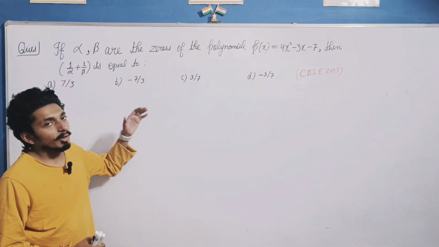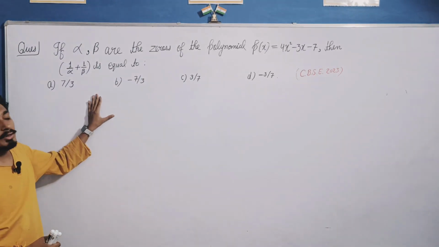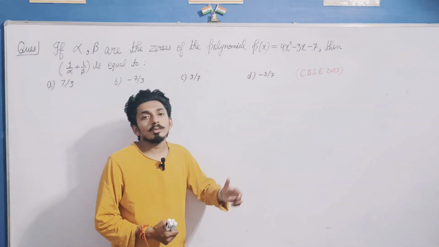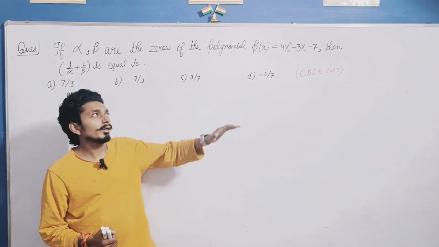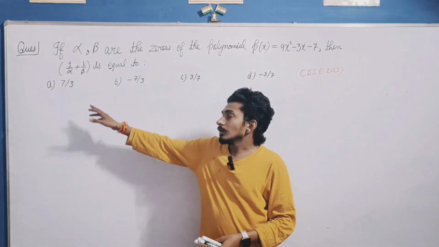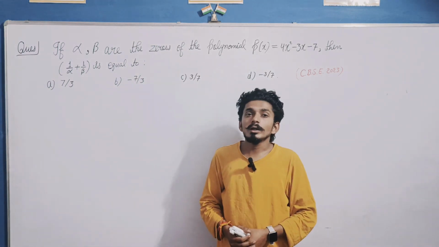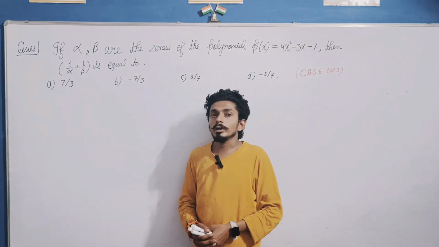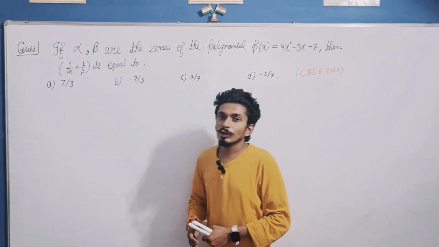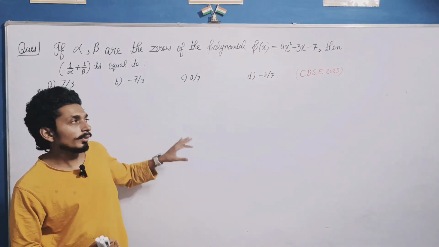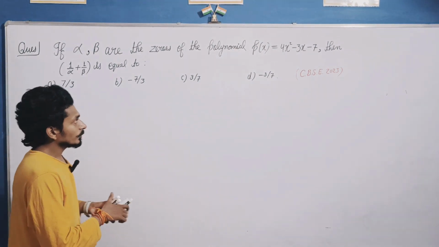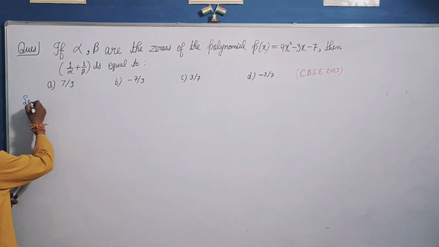Today we will discuss the solution of this question. If alpha, beta are the zeros of the polynomial p(x) = 4x² − 3x − 7, then 1/alpha + 1/beta is equal to: option A 7 by 3, option B minus 7 by 3, option C 3 by 7, and option D minus 3 by 7. Okay, so here we can write the solution.